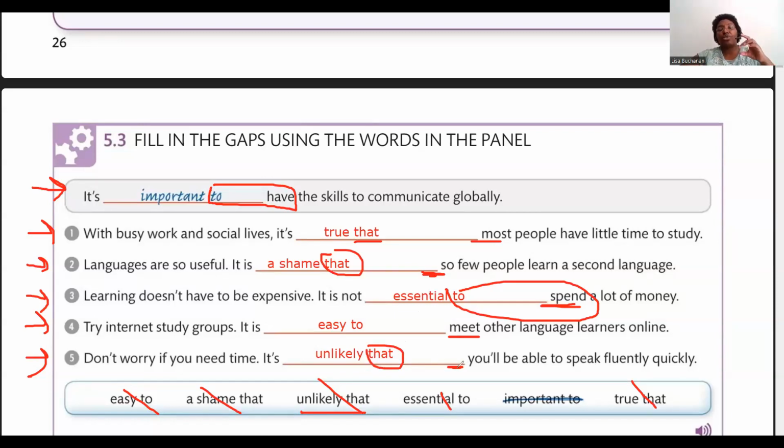Remember, to goes with the infinitive form of the verb, like to speak. We haven't done anything to the verb. If there's no verb directly after that it clause, then we're going to use that and then whatever else we need to say after that.